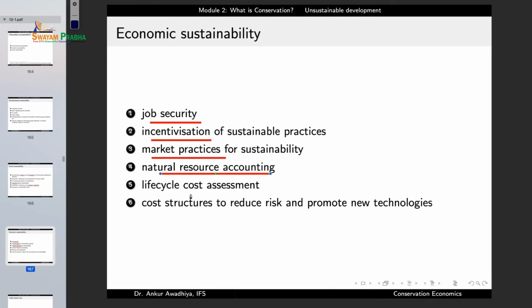Natural resource accounting, life cycle cost assessment. Now, all of these help us make economic decisions in such a manner that they are sustainable choices. A very good example is plastics. Plastics are cheap to produce, because of which we have been producing large amounts.